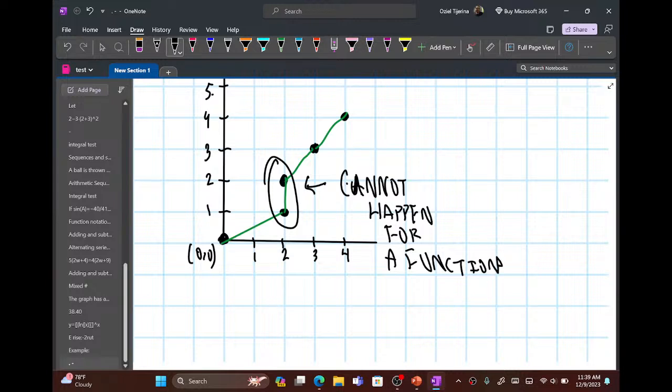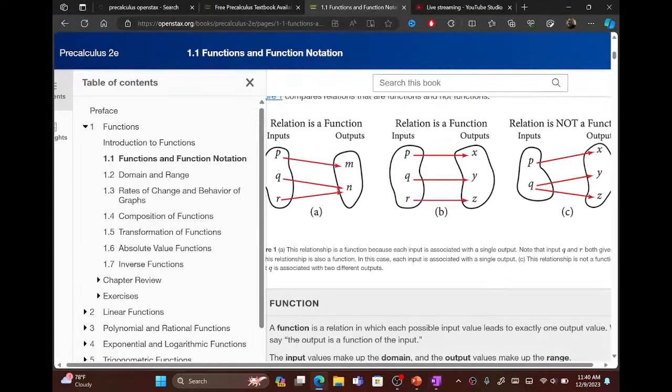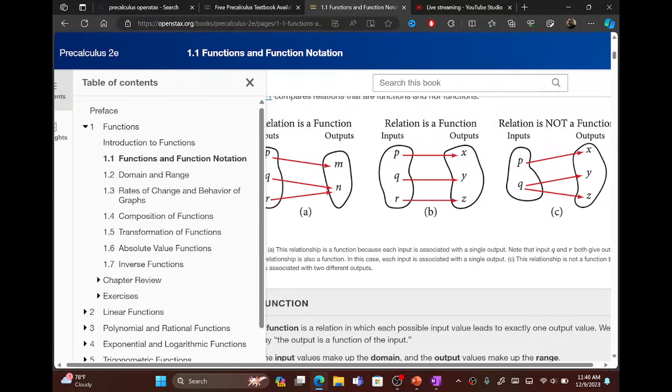Now, this is different from the idea of inverse functions. We're not going to do those yet. This is only for a function, right? This is what we call the vertical line test, and I'm going to go over that in a minute. So, that is really what this is talking about.